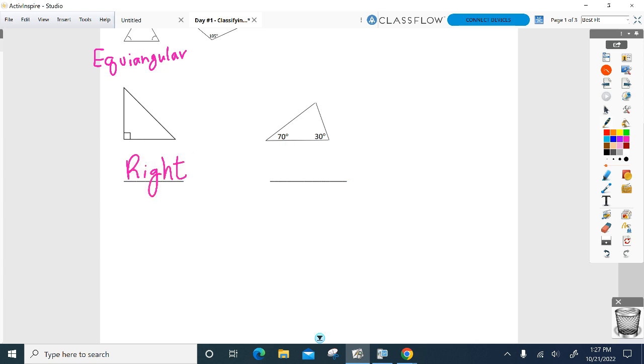And then my final one, I have 70 and 30. Yeah, we could find the other angle, which would be, let's see, I got 100, so that leaves 80 left over. So if all three angles are less than 90, this is an acute triangle. Yes, acute triangle. All right.